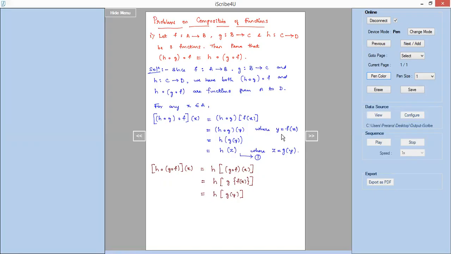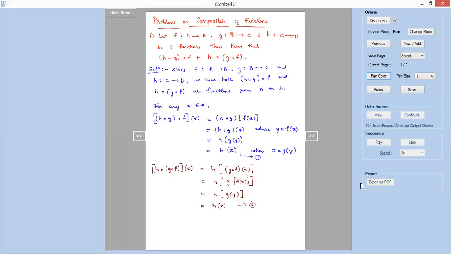What we assumed in case 1, the LHS part, that is f of x is equal to y, the same is applicable here also. So f of x is taken as y, so we can write it as g of y. And what is g of y? g of y is assumed as z. So this can be written as h of z. We call this equation 2.